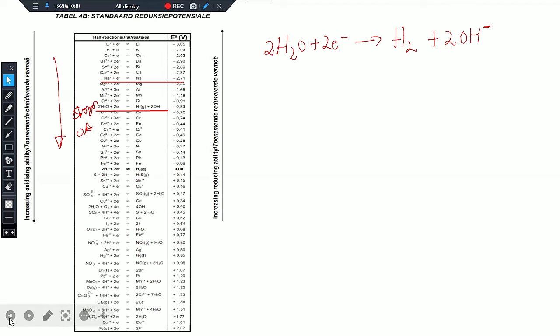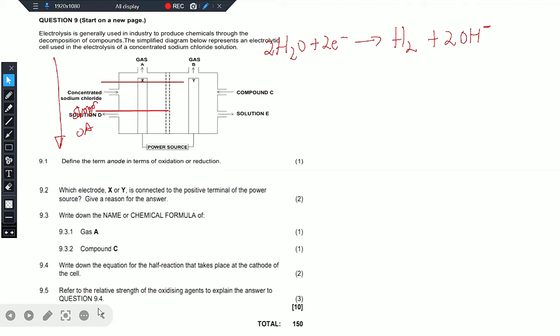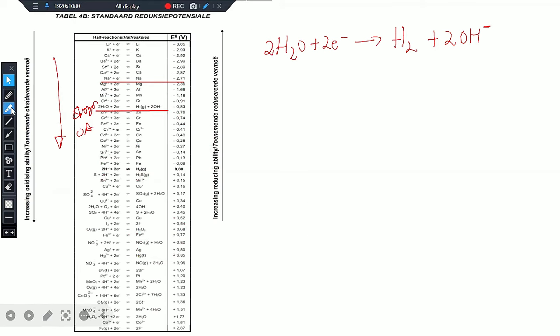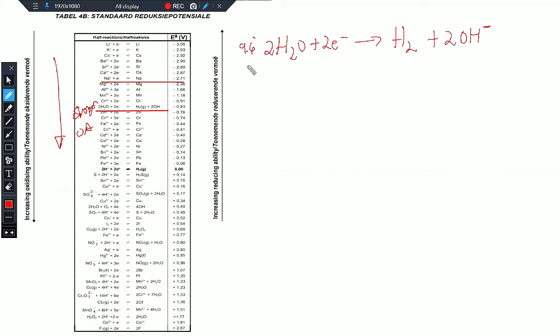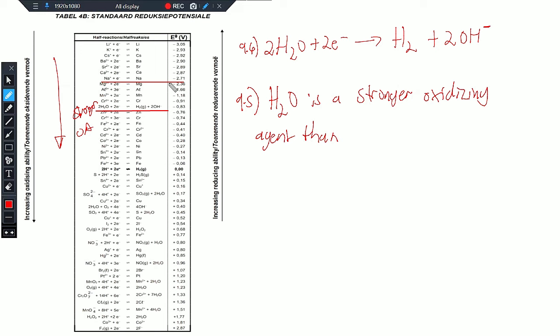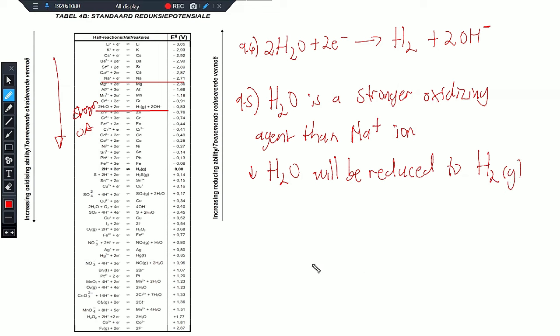Therefore, it is the one that will be reduced on the cathode side as compared to the Na+. Now, the next question is asking us to refer to the relative strength of the oxidizing agent to explain the answer to question 9.4. I've already tried to explain. All you are supposed to do here, for 9.5, is explain this by saying that H2O is a stronger oxidizing agent than the Na plus ion. Therefore, H2O will be reduced to the hydrogen gas that will be collected there. So that's how you are supposed to explain this.